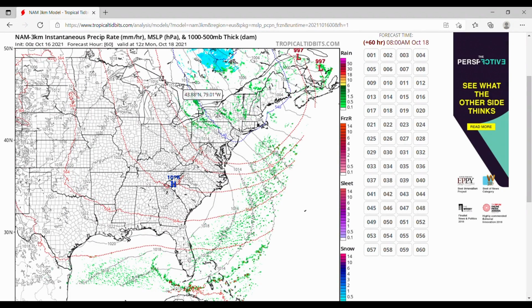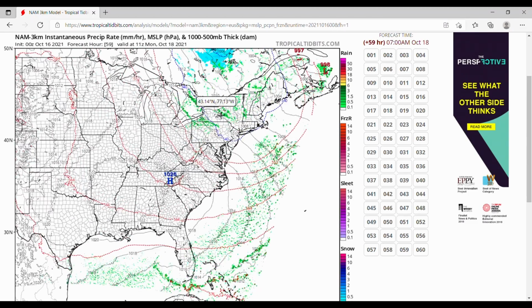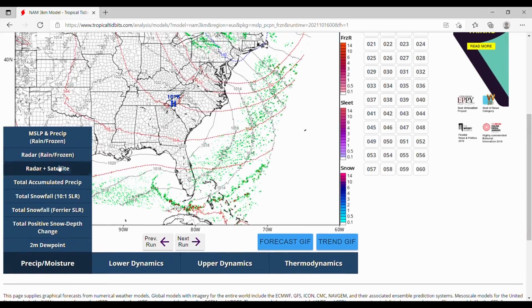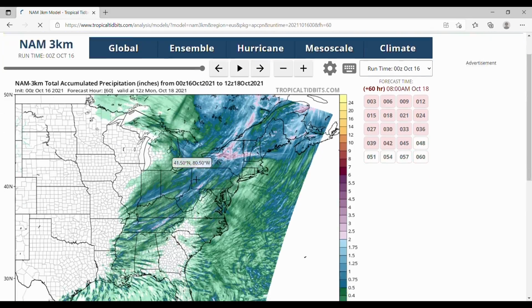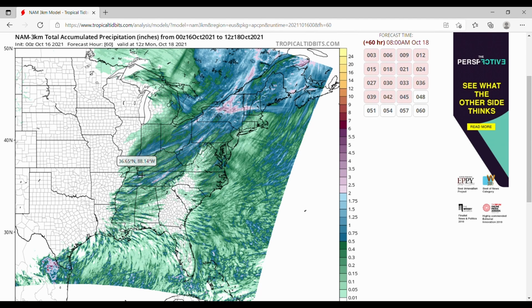Of course, it does not snow since it's too warm, but some lake effect rain bands could be impacting areas of New York State and Pennsylvania. So in total accumulated precipitation, most of the rain will fall from Illinois and Tennessee all the way up through Ohio, West Virginia, Pennsylvania, most of upstate New York, Vermont, New Hampshire, and Maine.